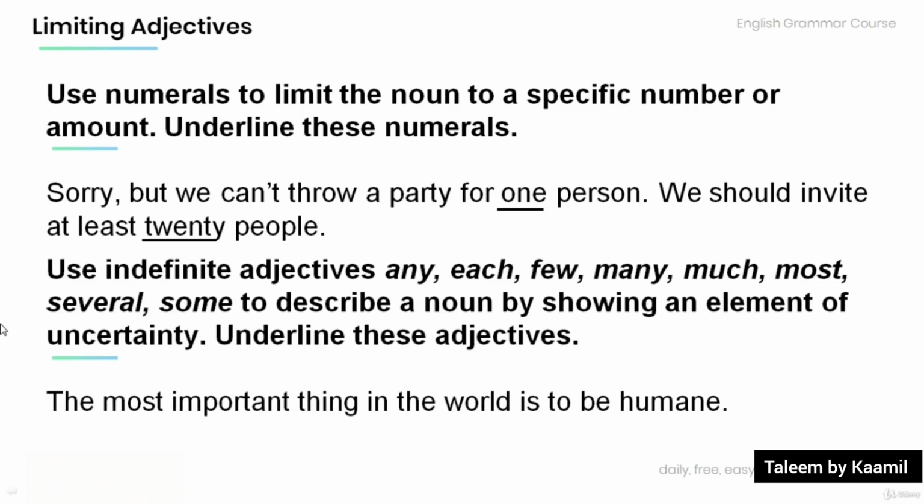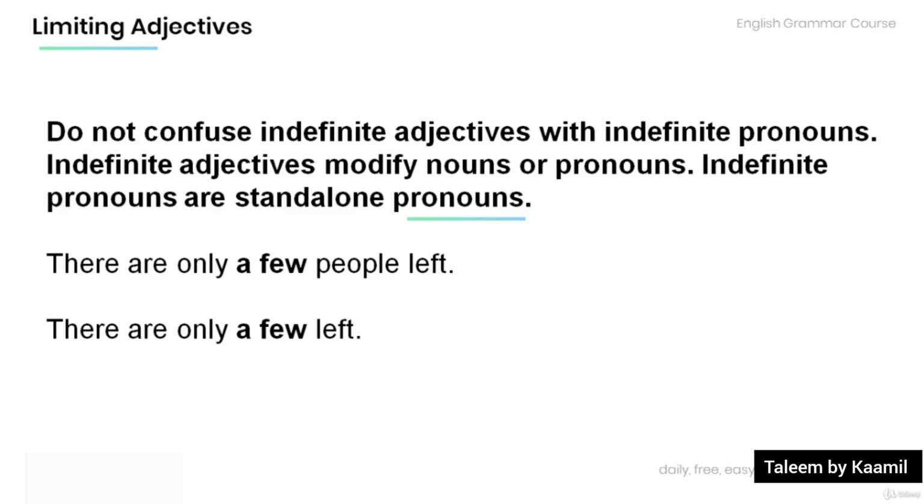Remember that we use indefinite adjectives any, each, few, many, much, most, several, and some to describe a noun by showing an element of uncertainty. Now read the following sentence and underline these adjectives. The most important thing in the world is to be humane. Most.